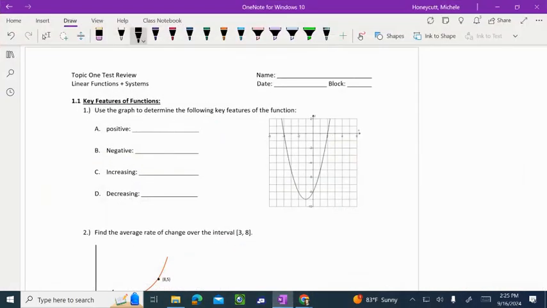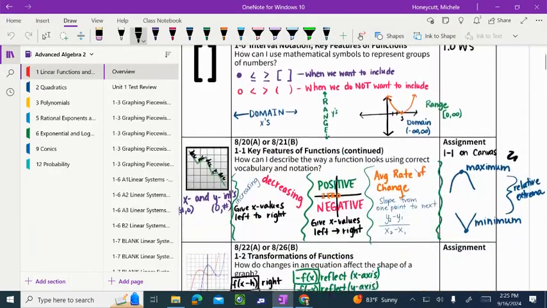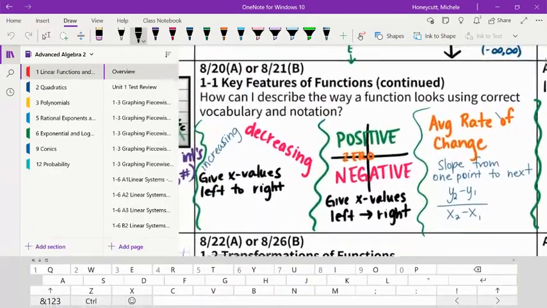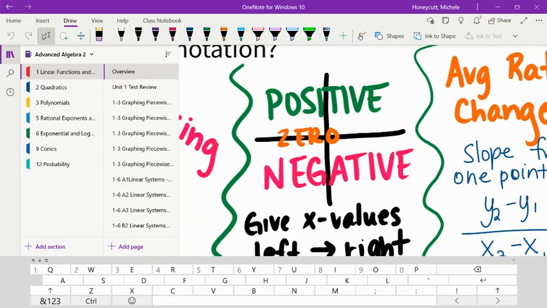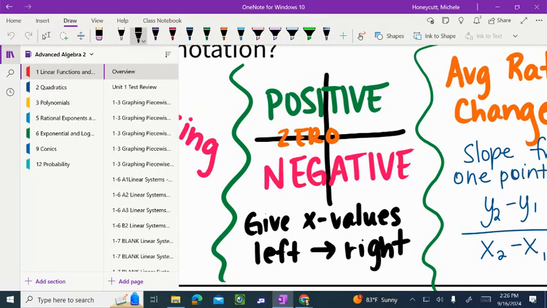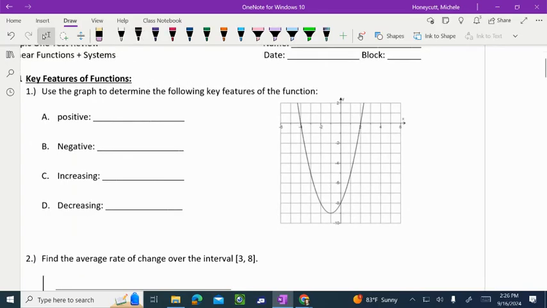Reminder, if you check out your overview, key features, we have all these pictures here. Number 1, 1A, asks you for the positive part of the graph. Those are the parts of the graph that are above the x-axis. The negative parts will be below the x-axis, and you want to give the x values from left to right. So if I apply that here, the parts of the graph that are above the x-axis are here and there.